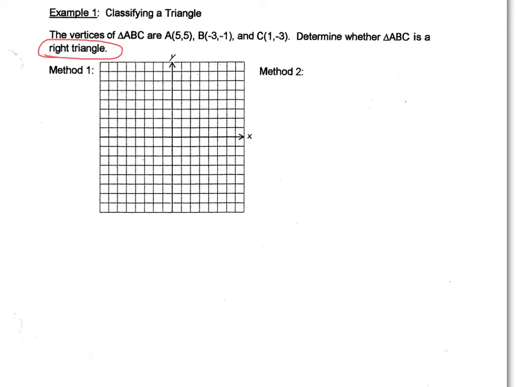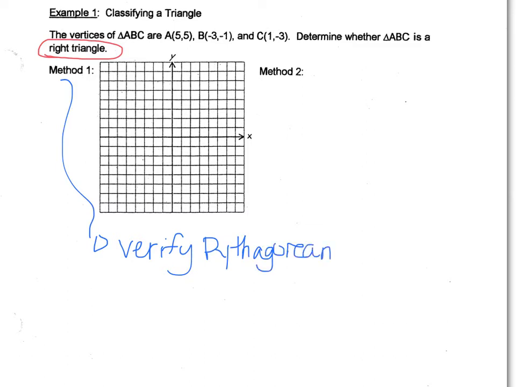So there would theoretically be two ways of proving that a triangle is a right angle triangle. Method 1, I'm not going to show you every single step, I'm just going to talk about it briefly. Method 1 would be to verify the Pythagorean theorem. And in order to verify the Pythagorean theorem, you would have to solve first for all of the lengths of the sides. So first step would be to find the length of AB, BC, and CA. And then you'd have to verify that the Pythagorean theorem works.